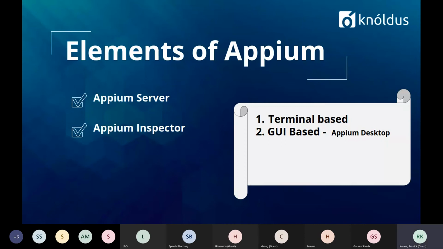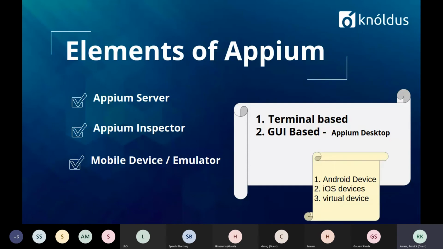Moving to the third one, which is mobile devices. Basically, mobile devices also act as a client in the Appium architecture, on which we perform the testing. We have two available options by which we can continue our testing: real devices or virtual devices. Real devices have the Android as well as iOS operating systems, but in virtual devices, we only have emulators with different versions of the application.